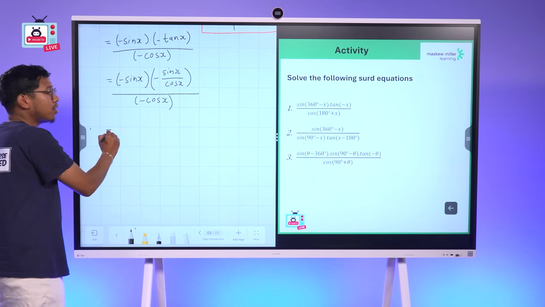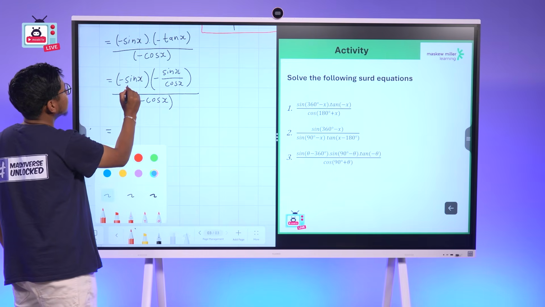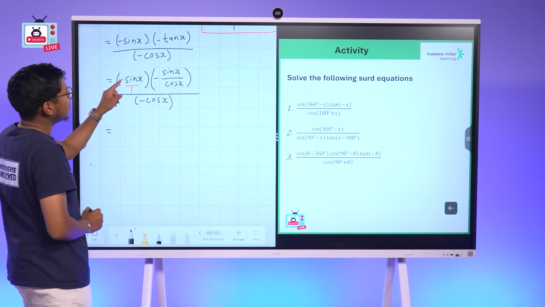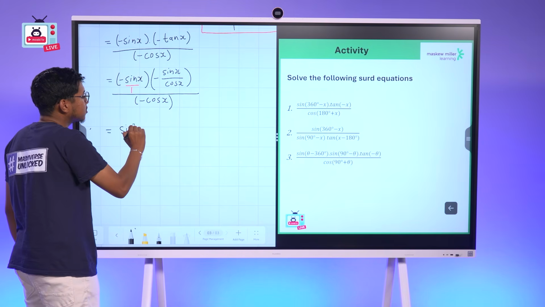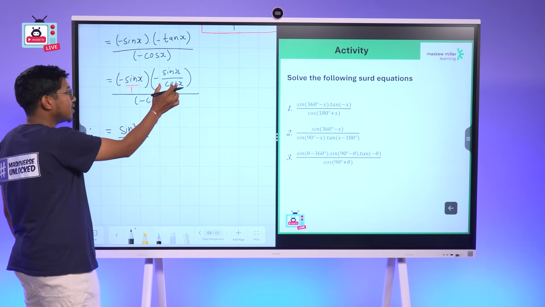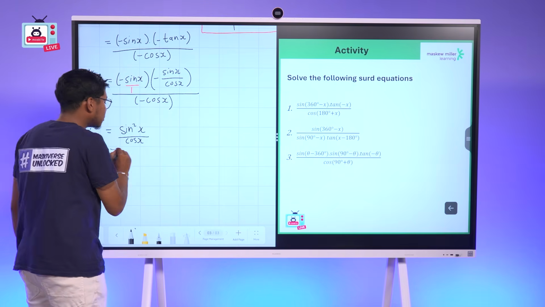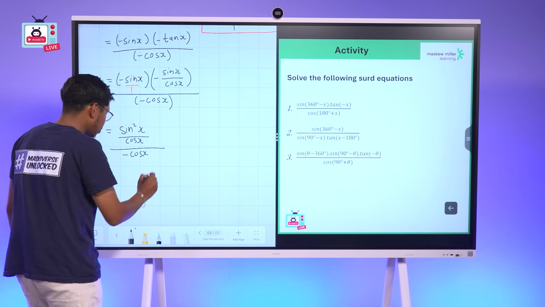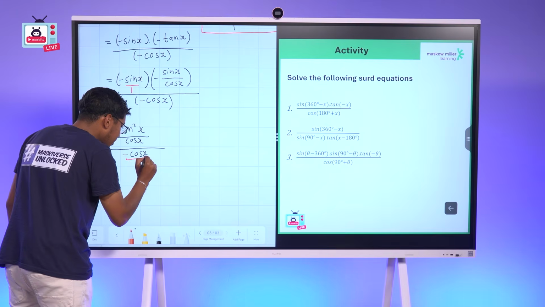Now I can do multiplication. So this part here is actually over 1. So now multiplication becomes easy. So negative sine x times negative sine x is positive sine squared x over that 1 times cos x just gives me cos x. And that is over negative cos x. Okay? And just to avoid any errors, I know this here is over 1.